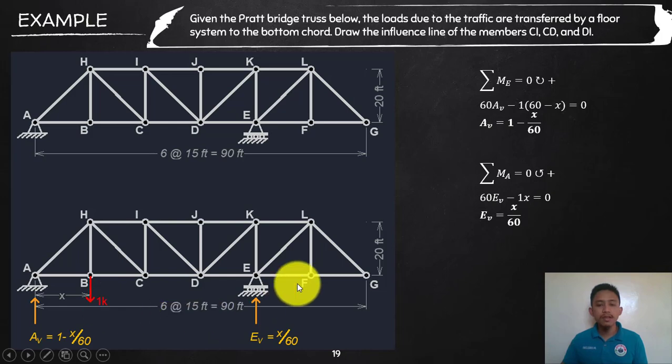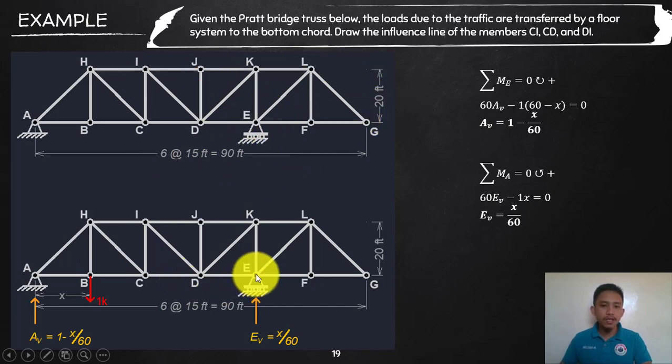Then we need to calculate the reaction as a function of distance x of our 1 unit load. So if I take a moment at E, let's say clockwise is positive, then I will end up with the function of AB in terms of x. So AB is clockwise, and the moment arm is, by the way, the distances are equal, so this is 6 at 15. It means that there are 6 panels at 15 feet each, so a total of 90. And the height is uniform, that is 20 feet.